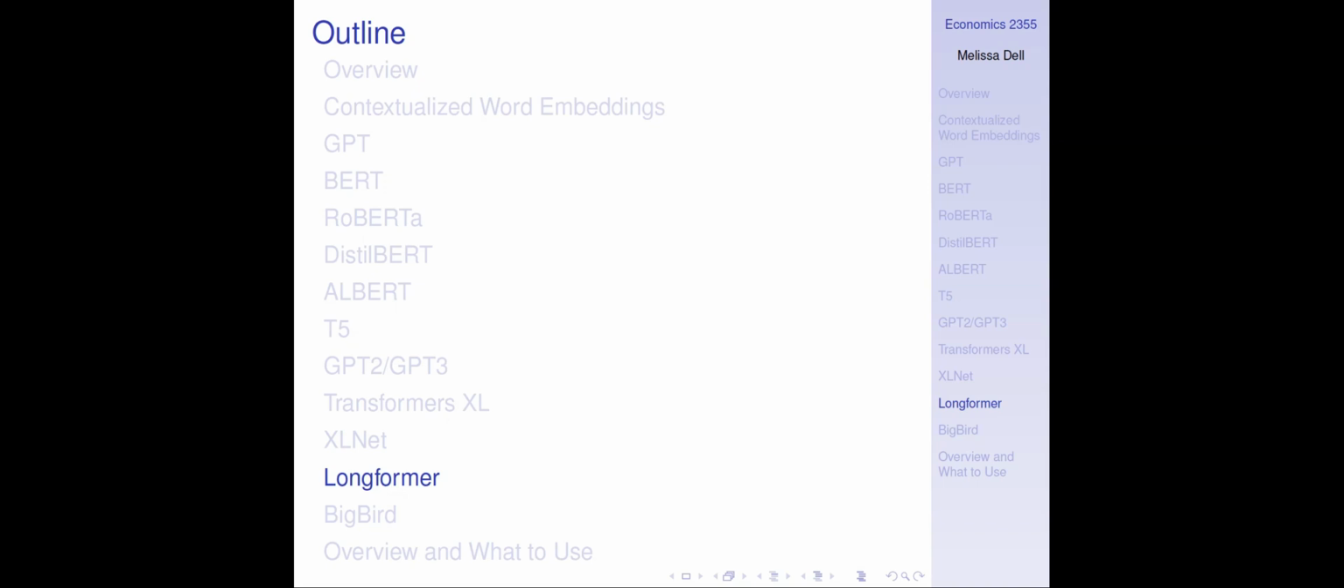And then I'll have a recap, which tries to sum up the themes, what we learned by going through these different models, and say a little bit about what you may actually want to use in practice.